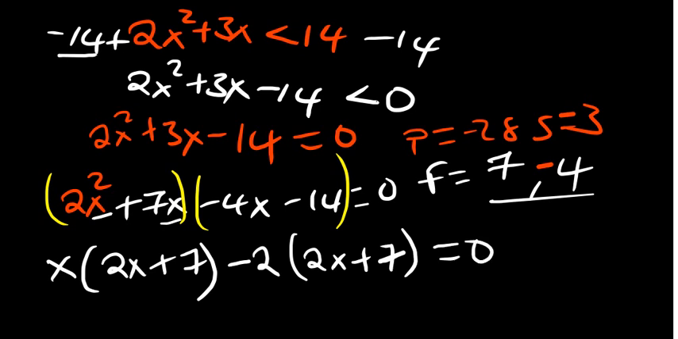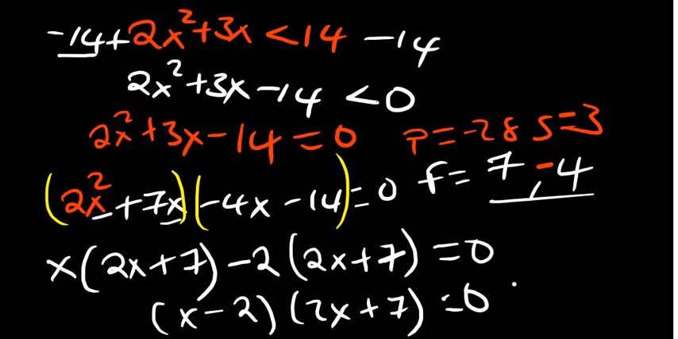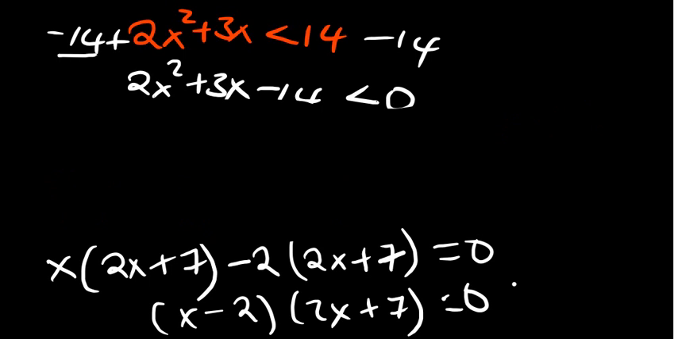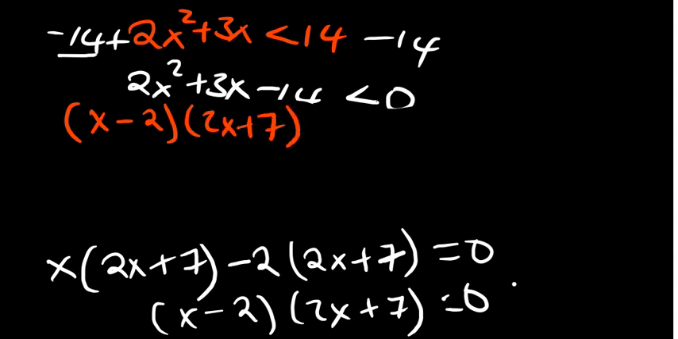So the first part is going to be x minus 2, 2x plus 7, equal to 0. So this is the way you solve. After factorizing, you can say, okay, this is x minus 2, 2x plus 7. We want this to be, is it less than or greater than 0 according to the question? It's less than, right? We want it to give us the values that are less than 0.